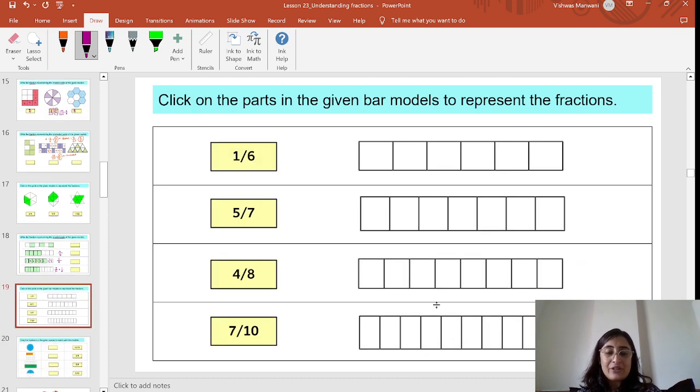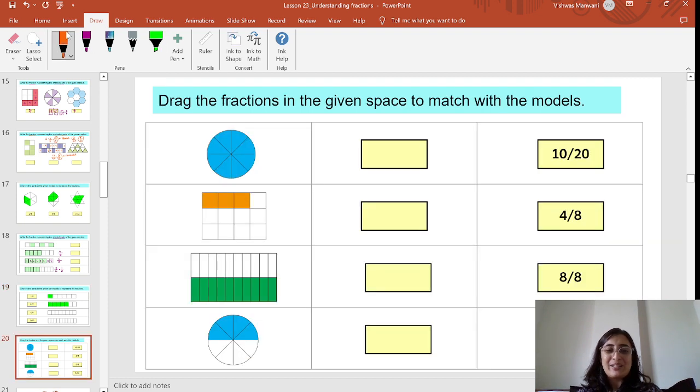Okay, let's continue. Similarly, in this question, we have to represent the fraction that is given to us using these bar models. Okay, so if it says 1 by 6, I would simply shade one portion of the 6 given portions. If it says 5 by 7, I would simply shade 5 portions of the given 7 portions. Right? That is it. So this is very easy, I hope. Okay, let's move to the next slide.